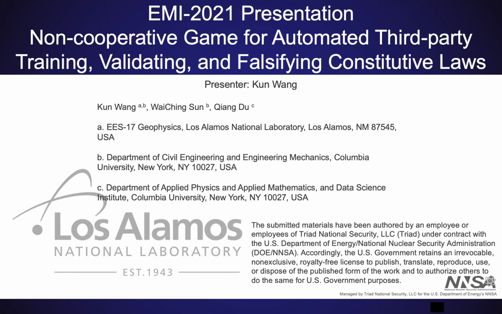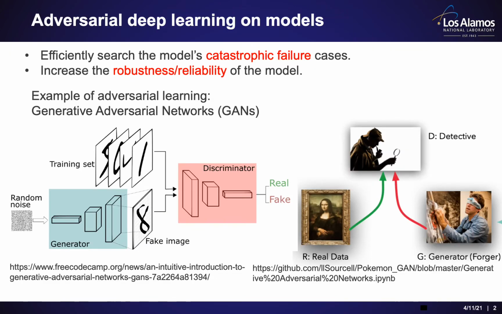This presentation focuses on introducing a non-cooperative game framework for developing artificial intelligence to objectively evaluate the strengths and weaknesses of constitutive models. The idea comes from adversarial deep learning on models, which can efficiently search the model's failure cases and then increase the robustness of the model.